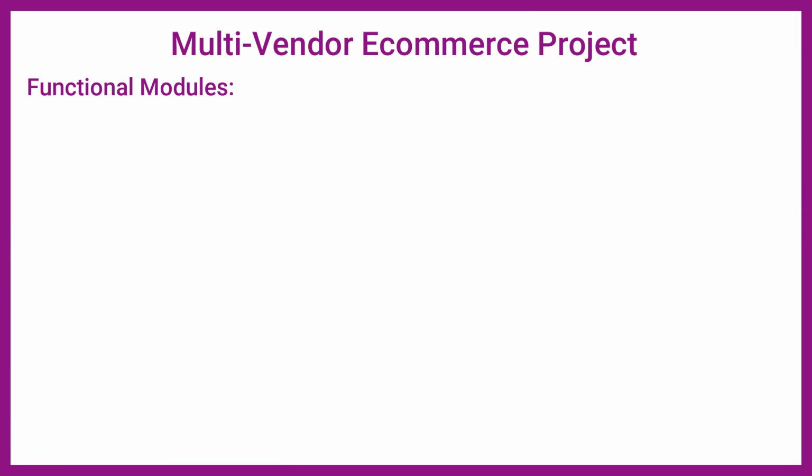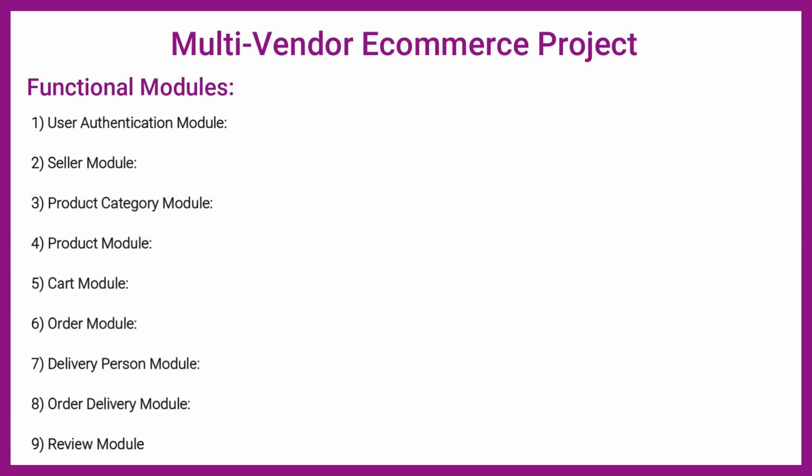Functional modules present in the project. So the very first and important functional module is the user authentication module. The second one is the seller module. Next one is the product category module. Then the next one is the product module, then cart module, order module, then after this delivery person module, order delivery module, and the product review module. So I have added multiple functionalities in each of the functional modules. We will see all the things in the later part of the video.